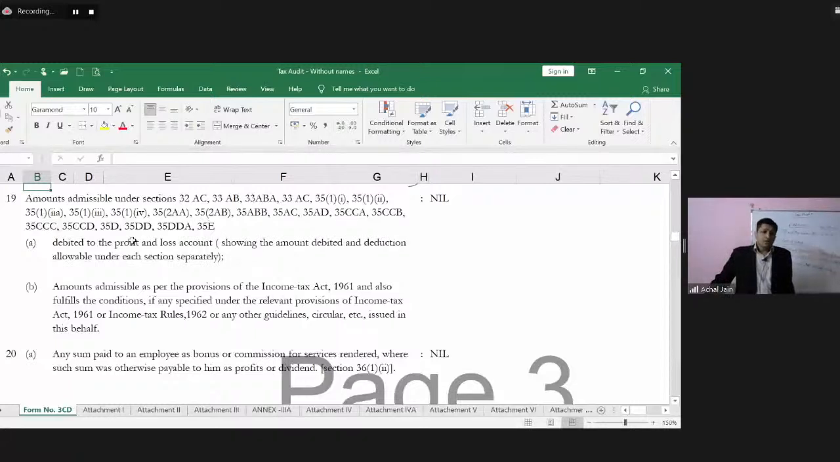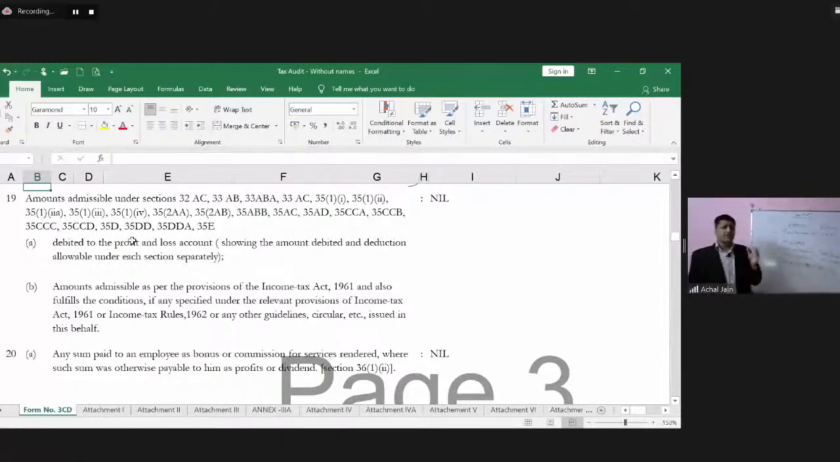Moving on to clause number 20 also alongside, any sum paid to an employee as bonus or commission for services rendered where such sum was otherwise payable to him as profit or dividend. Details of contributions received from employees for various funds as referred to in section 36(1)(5)(a). Now, talking about all of them, because except for this 20B, they are more of getting into the detailed understanding of the requirements of Income Tax Act.